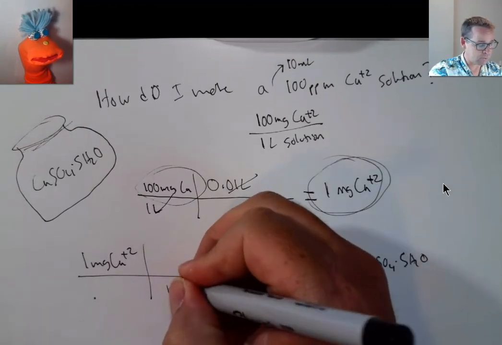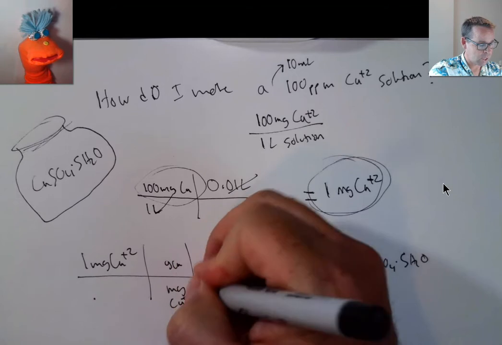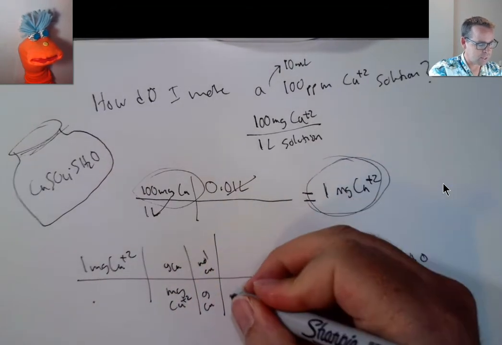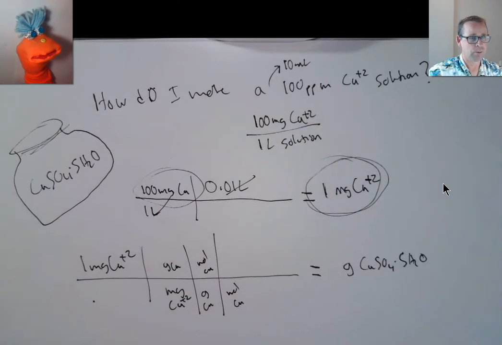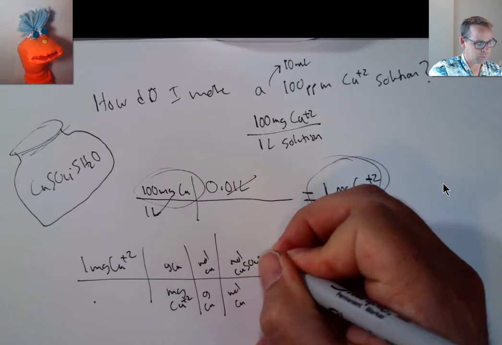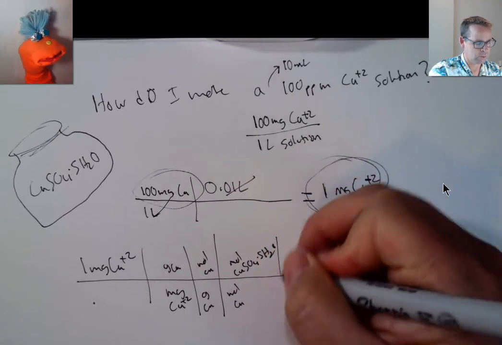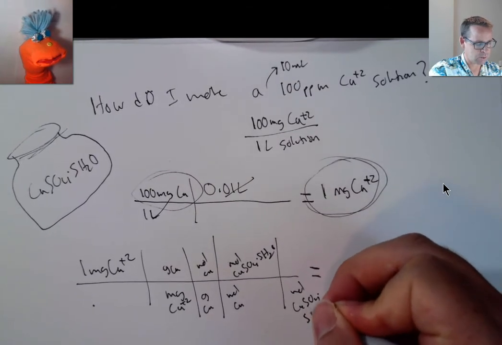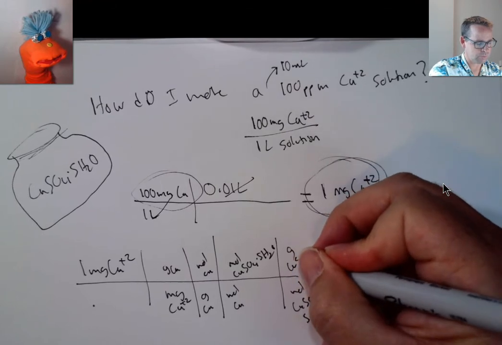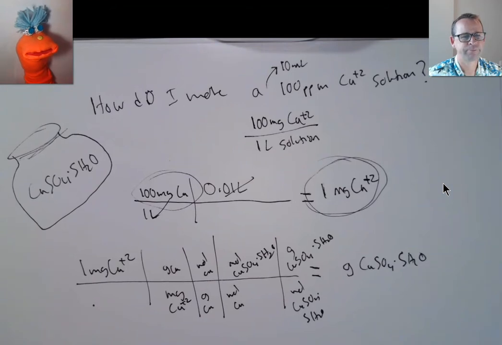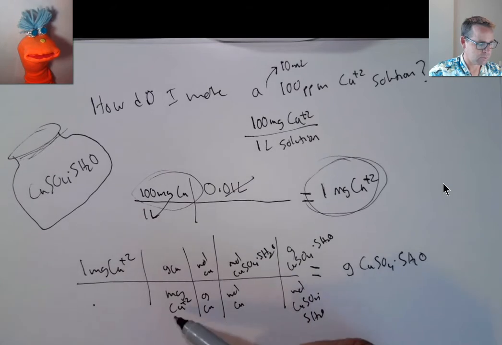I can go from milligrams of copper to grams of copper. And then I can go from grams of copper to moles of copper, right? And then I can go from moles of copper to where? Moles of copper sulfate. Very good. Moles of copper sulfate pentahydrate, right? And then I can go from moles of copper sulfate pentahydrate to grams of copper sulfate pentahydrate. Okay? Very good.